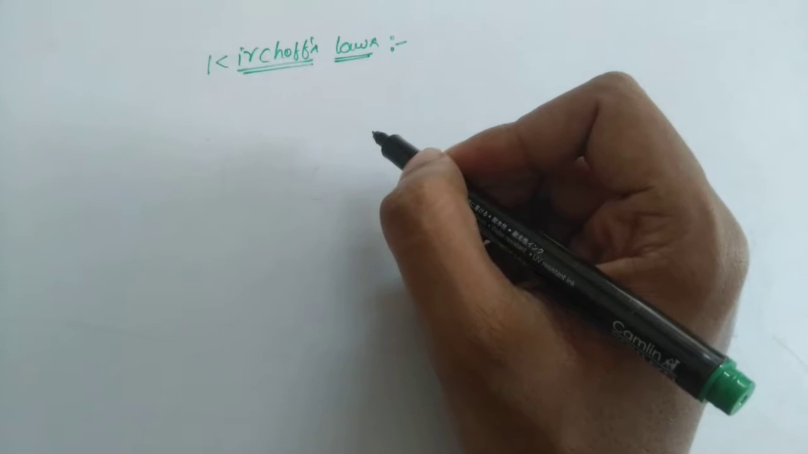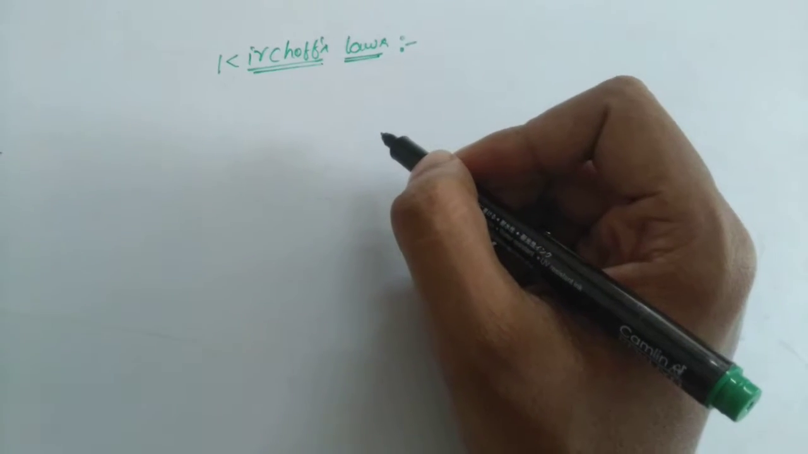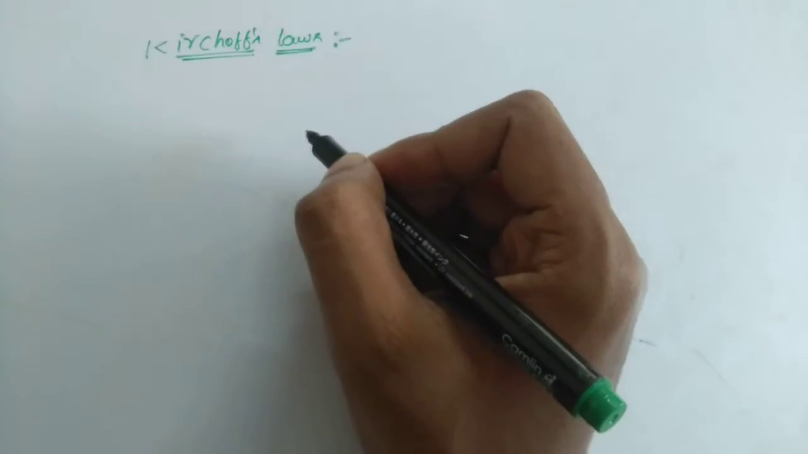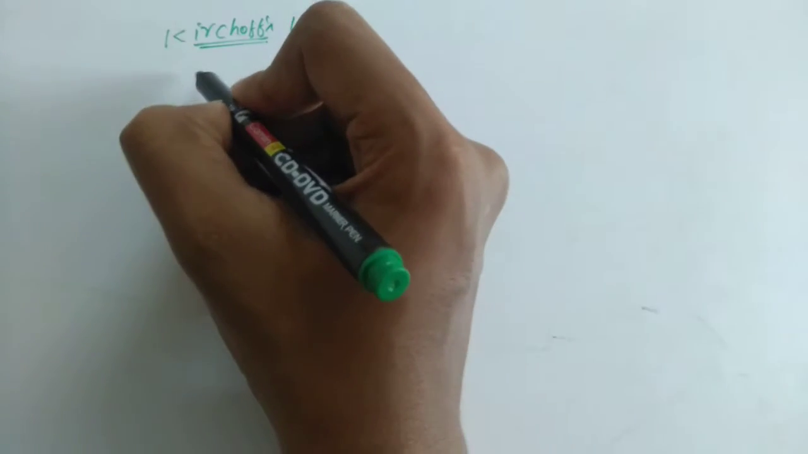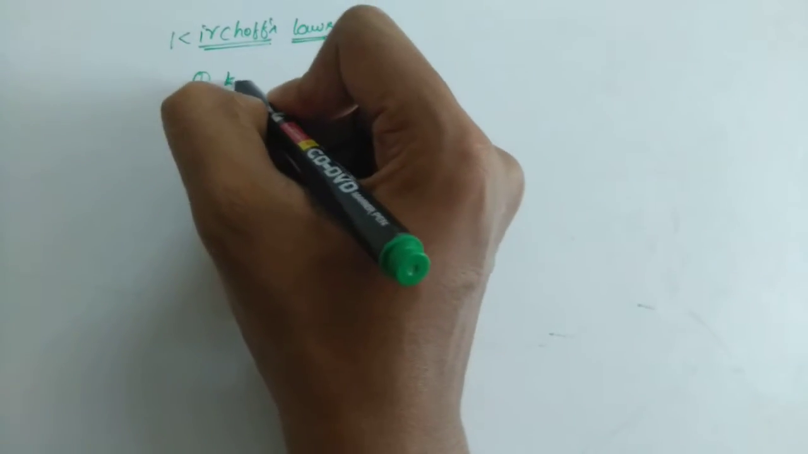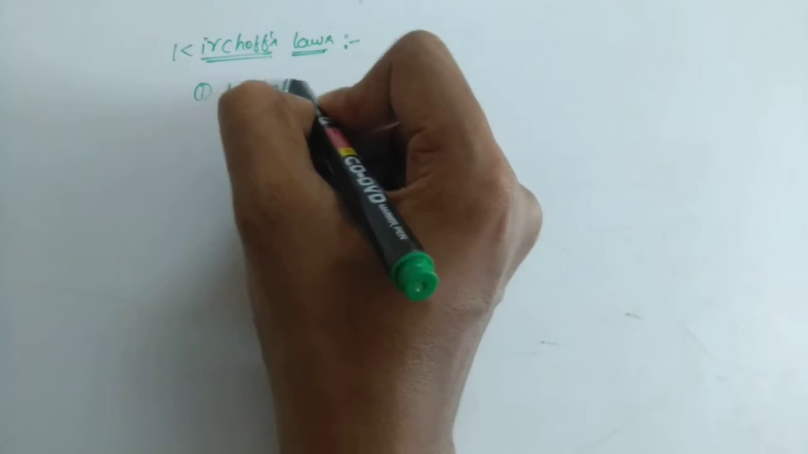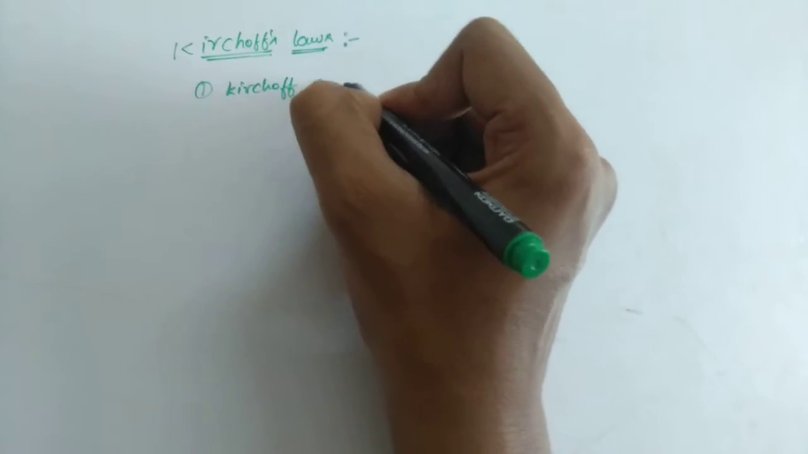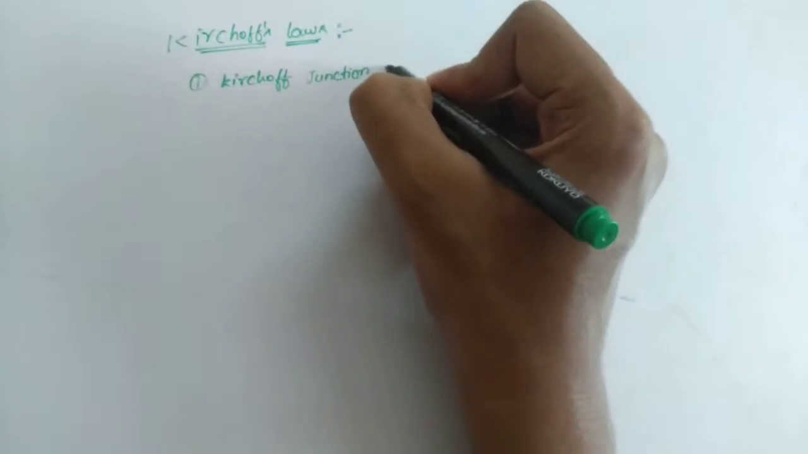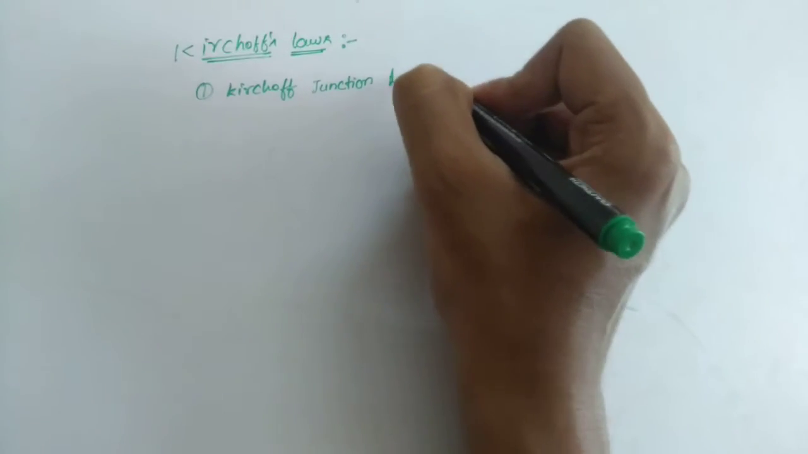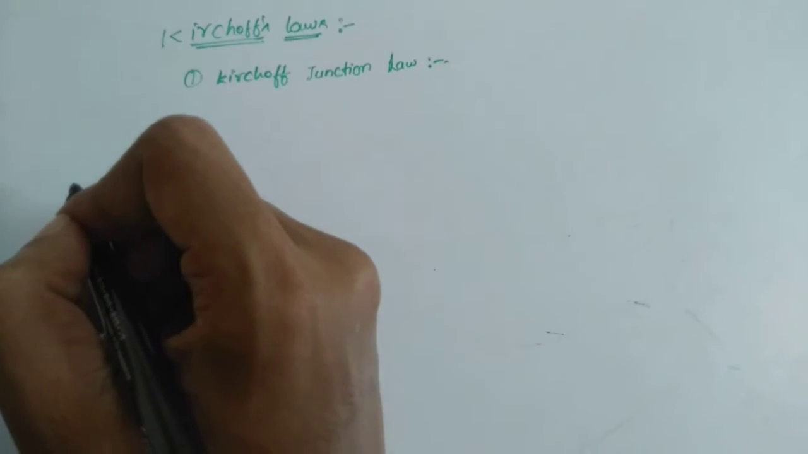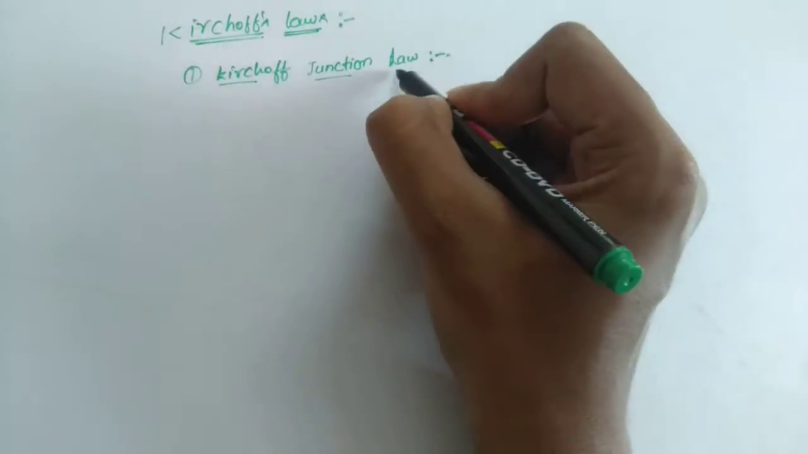Kirchoff laws are used to describe an electrical circuit. These Kirchoff laws are of two types. The first one is Kirchoff junction law. So this Kirchoff junction law we are going to discuss now.